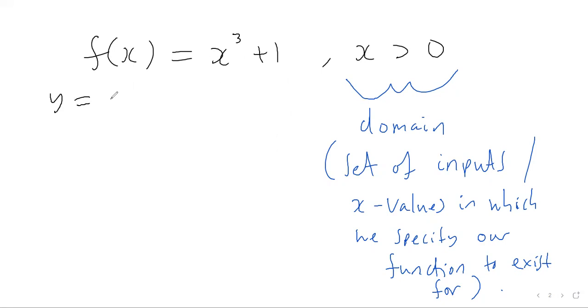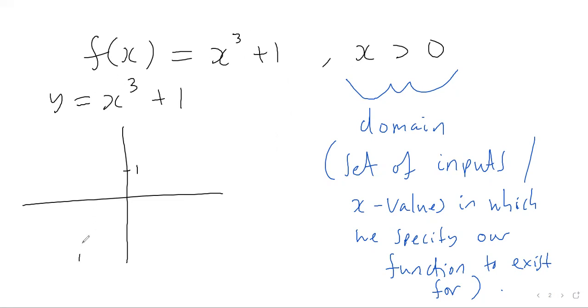Let's say we tried to sketch y equals x cubed plus 1. It's a cubic graph, and it's shifted up by 1, by a vector of 0, 1. It's our standard cubic, just shifted up by 1, something like this. Yeah, something like that roughly. So we've got our cubic graph here.